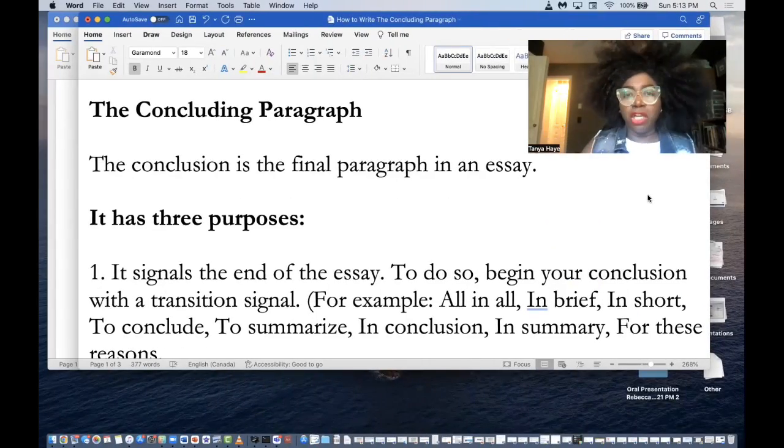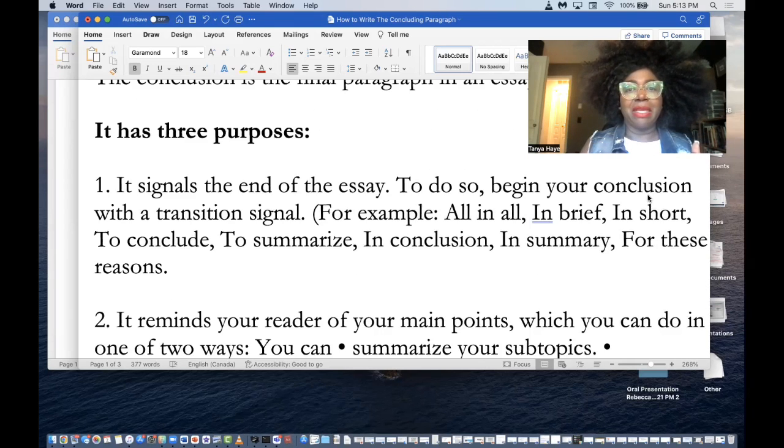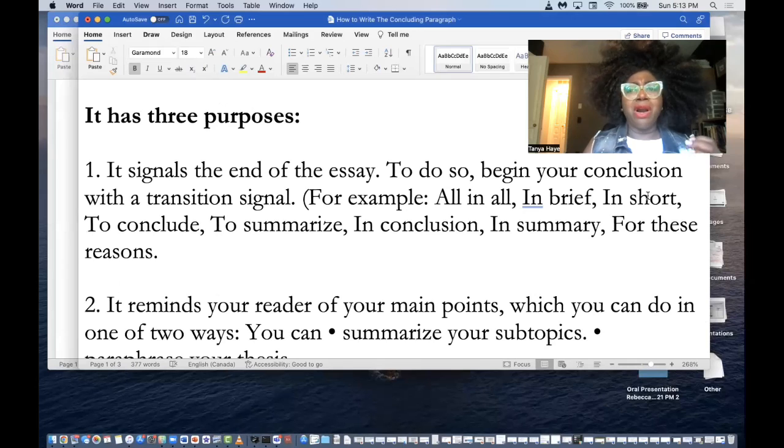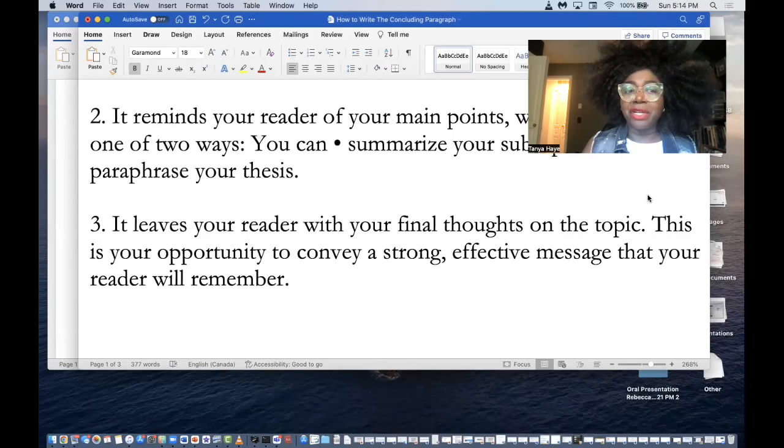Okay, so we know that the conclusion is the final paragraph in any essay. And once again, and as usual, all of this information is coming from the textbook, Writing Academic English. So the conclusion has three purposes. The first is to signal the end of the essay. The second is to remind the reader of your main points. And the third is to leave your reader with your final thoughts on the topic.